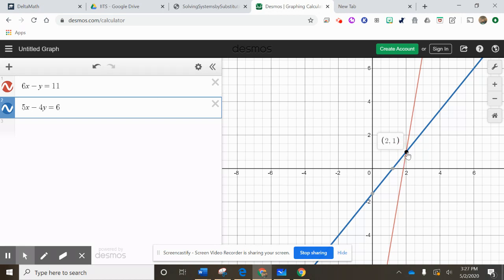If you see this point here where the two lines cross, that is 2, 1. That's what we found when we used the substitution method. We said that x is 2 and y is 1. This is the solution for both of the equations. This is the point at which both of the equations have the exact same value. That is their crossing point.